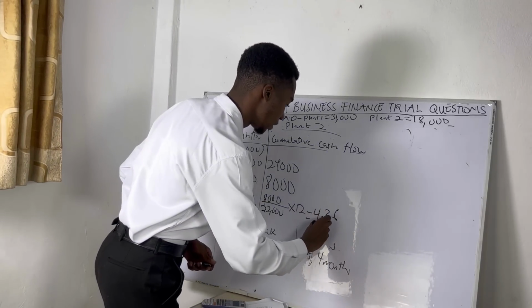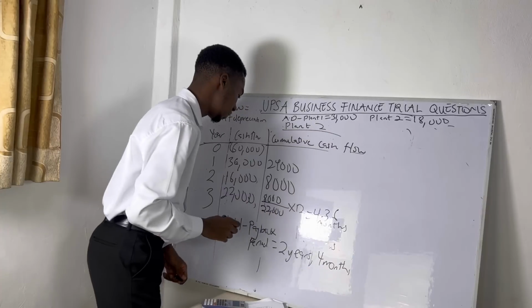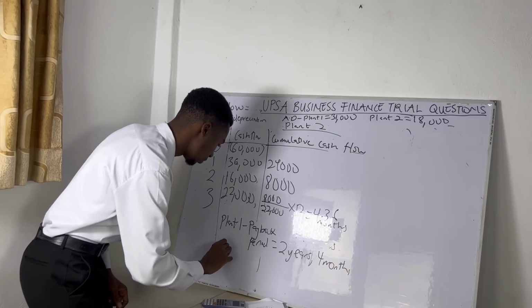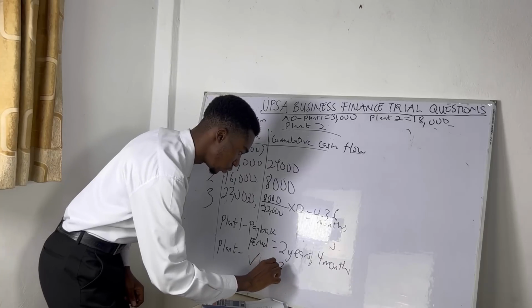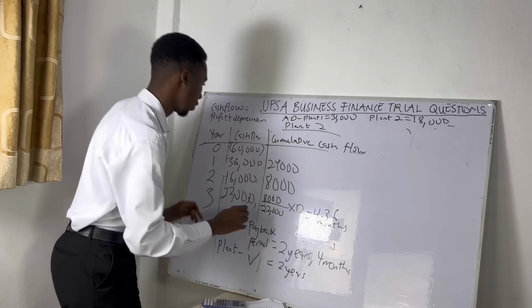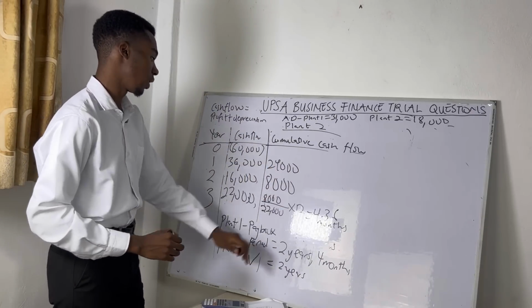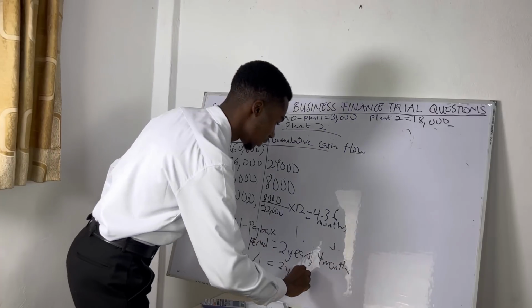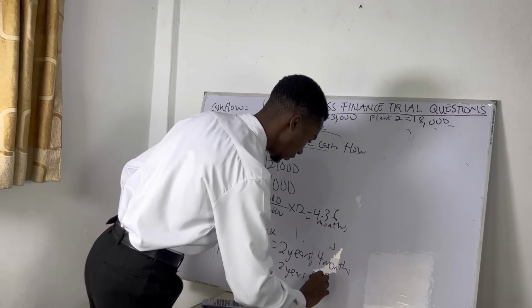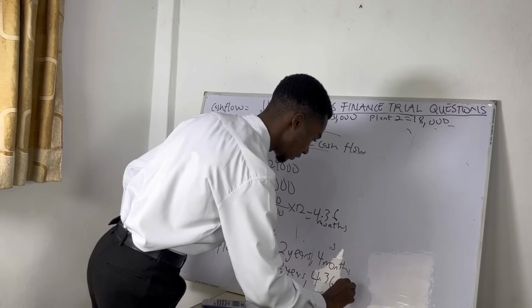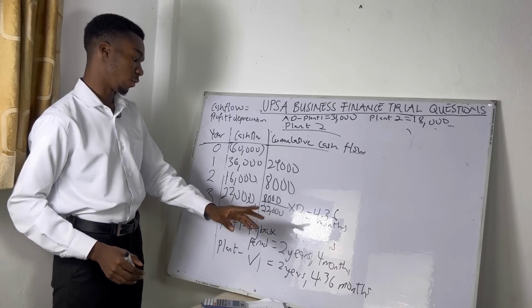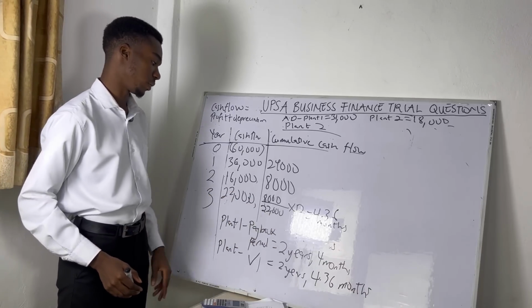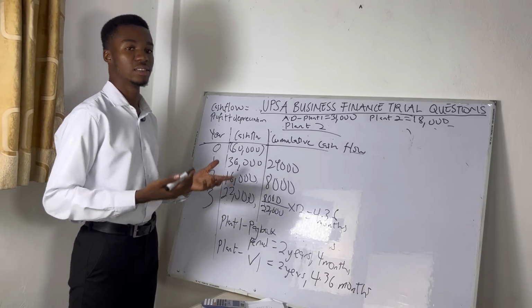So here is months. So meaning that for plant 2, the payback period is equal to 2 years, 4.36 months. That's what it means, because here we took the whole year, here we took the whole year, but here was months. So for plant 1, it took us 2 years, 4 months, but plant 2, 2 years, 4.36 months. Meaning that plant 1 took a slightly shorter time.